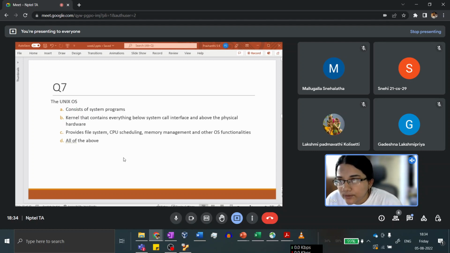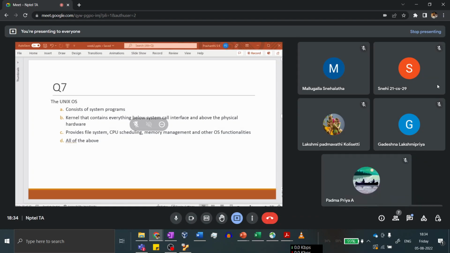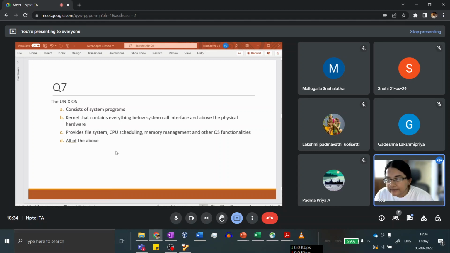The Unix OS: A, consists of system programs; B, kernel that contains everything below the system call interface and above the physical hardware; C, provides file system, CPU scheduling, memory management and other OS functionalities; and D, all of the above. So this is kind of asking you about the operating system. So which of the following describes the Unix OS?